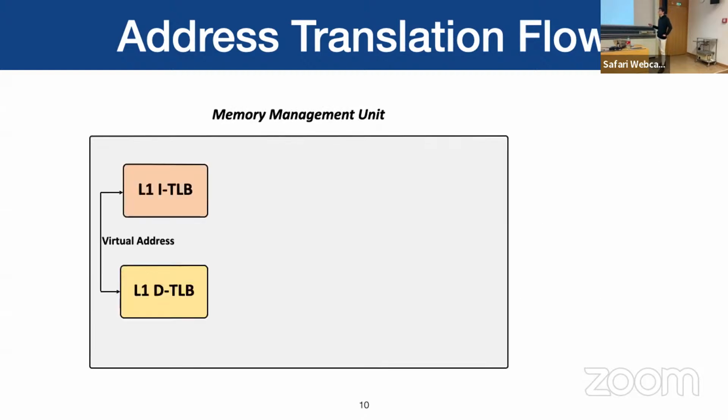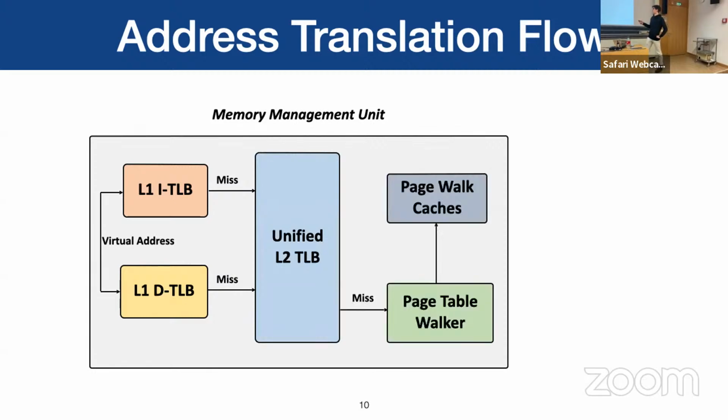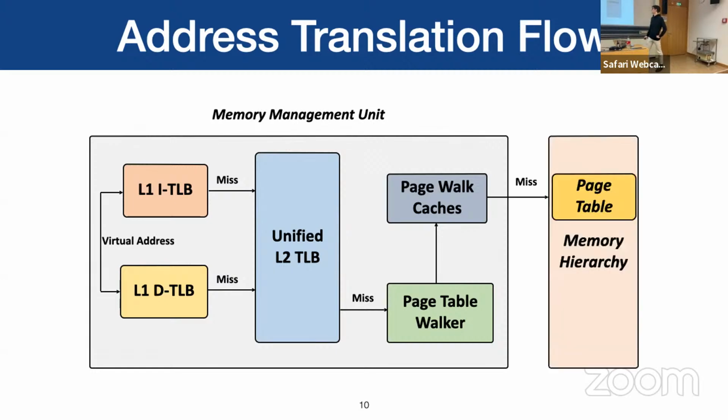So the way this looks in hardware is we take the virtual address. We first of all try to look up the physical address in the L1 translation look-aside buffers, which are separated for data and instructions. If we get a miss, we look up the unified L2 TLB. And if we miss there, then we inform the page table walker to perform a page table walk, which will first of all use the page walk caches to try and look up entries of intermediate results. And if that fails too, then we have to go to the memory hierarchy to look up page table entries.